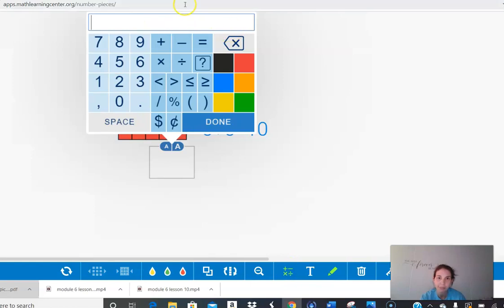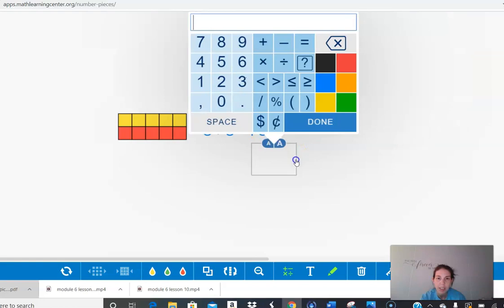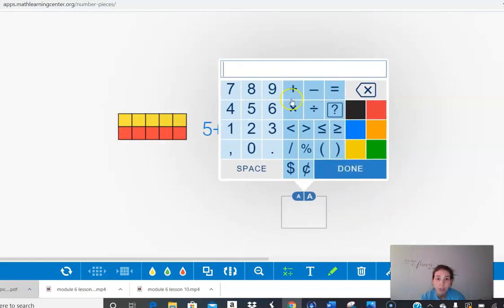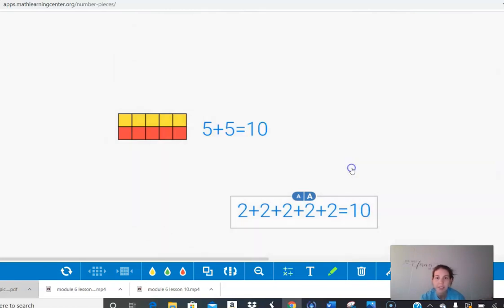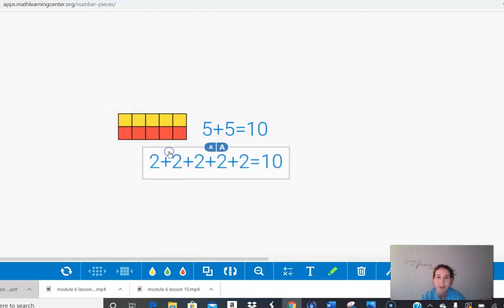We could say 2 plus 2 plus 2 plus 2. There's 5 2's. 1, 2, 3, 4, 5 sets of 2. Plus 2 equals, and we still have the same answer, equals 10. Okay? So these are our 2 addition sentences that we could use. We can do it by row, or we could do it by column. Either way, you still get the answer of 10.